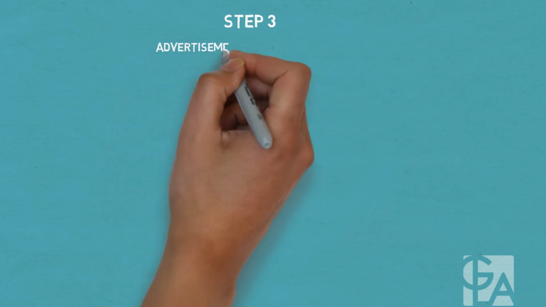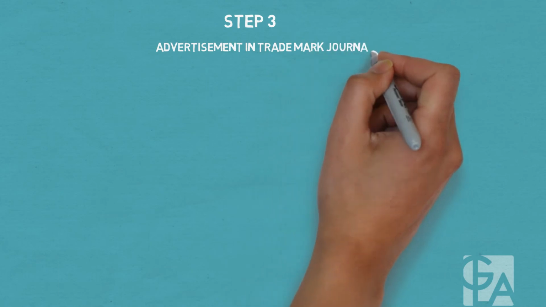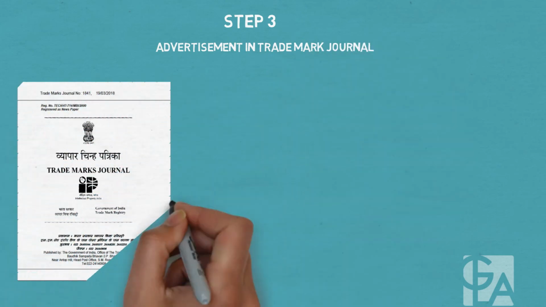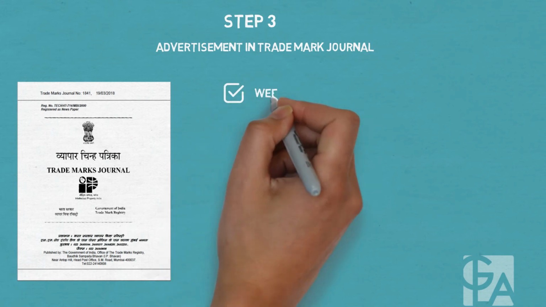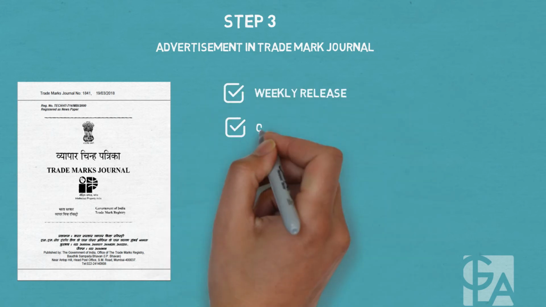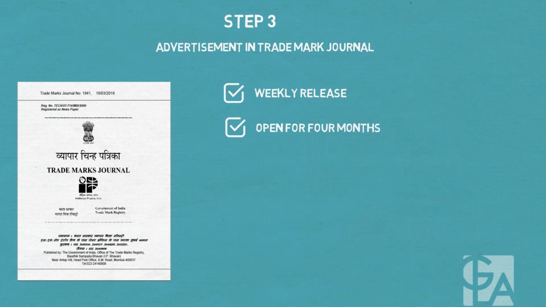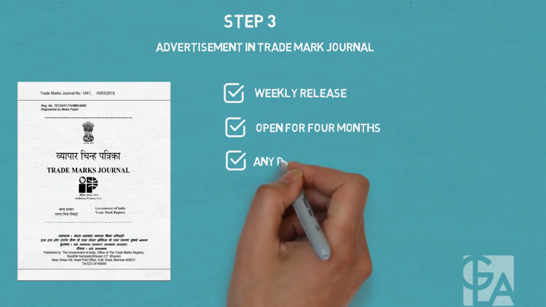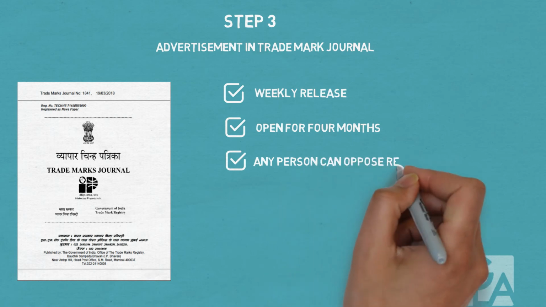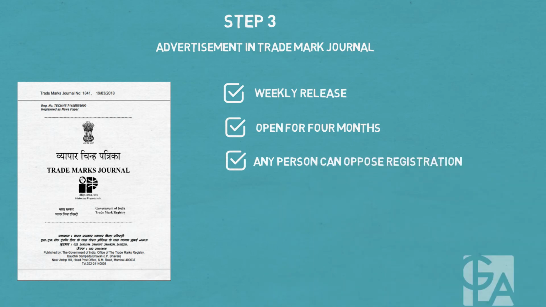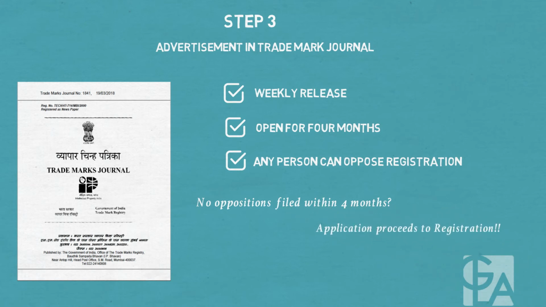The next stage is the advertisement of the trademark application in the Trademarks Journal. The registry releases a journal every week containing details of all marks that have successfully crossed the examination stage. This journal is open for the public for a period of 4 months within which any third party can oppose the registration of any advertised trademark by filing a notice of opposition on valid grounds detailed in the Trademarks Act. In the event no oppositions are raised against your trademark advertisement, then your application proceeds to registration.